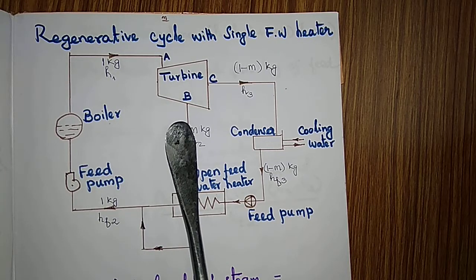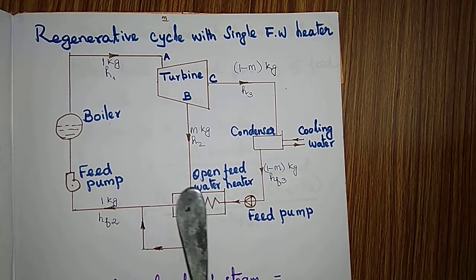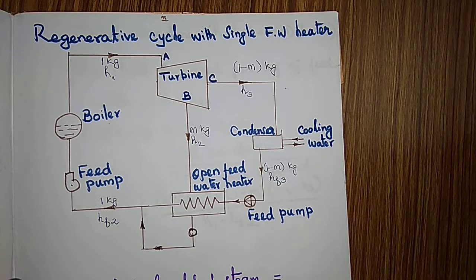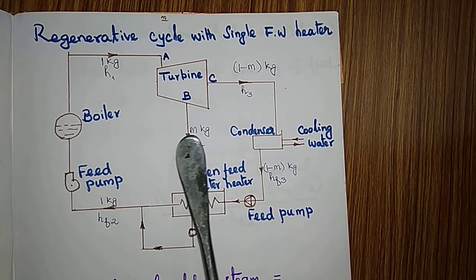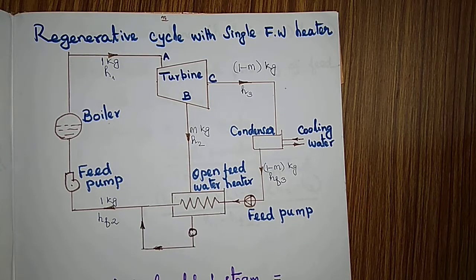Here in the diagram, what you see is only a single feed water heater. It is given as an open feed water heater. Open feed water heater means both are mixed. The steam, bled steam as well as the feed water, both are mixed together. Generally in the heaters you will find the steam and the coolant will not mix together. They are two different media. But here it is mixed together. That is why it is called an open feed water heater.